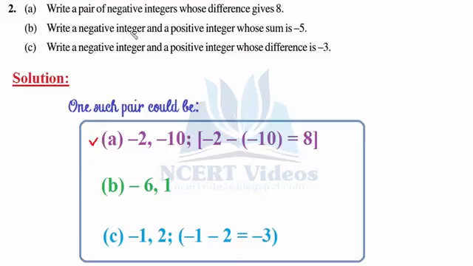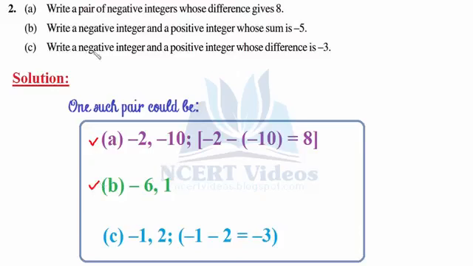Now B part, write a negative integer and a positive integer whose sum is -5. Now we are asked to find a negative integer and a positive integer. So let's take -6 and +1. Now whose sum? When we add it, signs are different, we subtract them and the sign comes of the greater number. Therefore 6 minus 1 is 5 and the sign comes of the greater number, that was minus in this case.